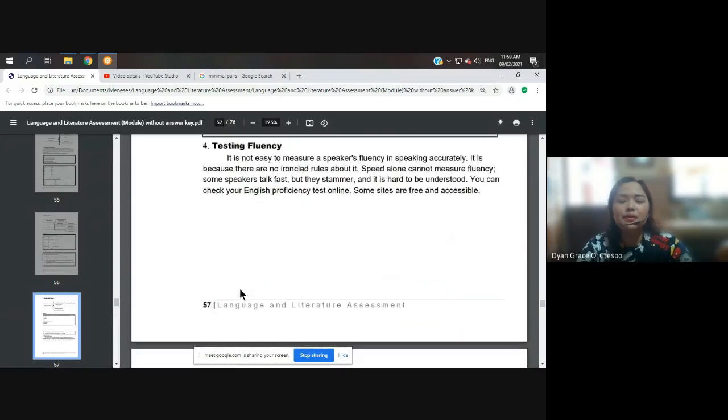And testing fluency is not easy because if we want to measure fluency, we have a lot of tests to do so. In speaking accurately, it is important. It is hard because there are no ironclad rules about it. Speed alone cannot measure fluency. For example, you speak like this: Hi, my name is Jan Grace Ocrespa. I am from La Canta State University College of Education. And I am here. So you can see, wow, no sleep. But it doesn't guarantee that what you're saying is correct.